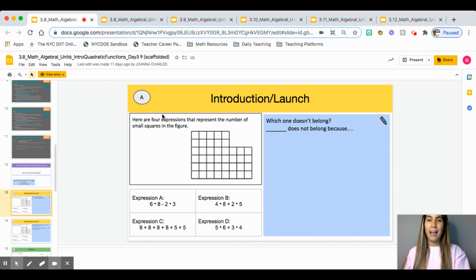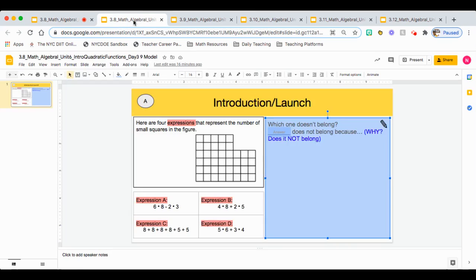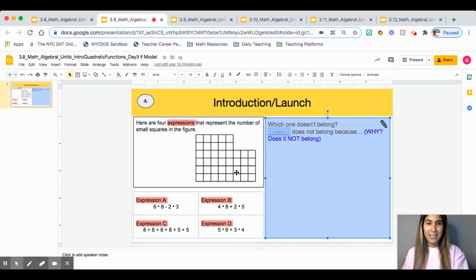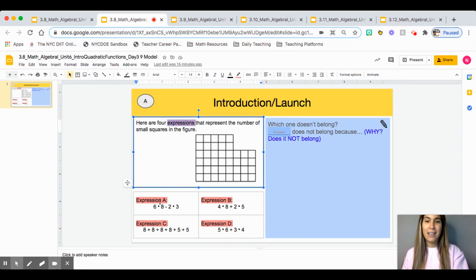Students are asked to analyze the pattern found in the figure and to determine which expression doesn't belong. Okay, which expression does not belong. So, something that I suggest to do with students, especially multilingual learners, is to highlight specifically what you want them to look at. So they will know that they need to look at this figure, which is presented here. And I've highlighted here in this example the word expressions, and then I've pointed out where those four expressions are found.